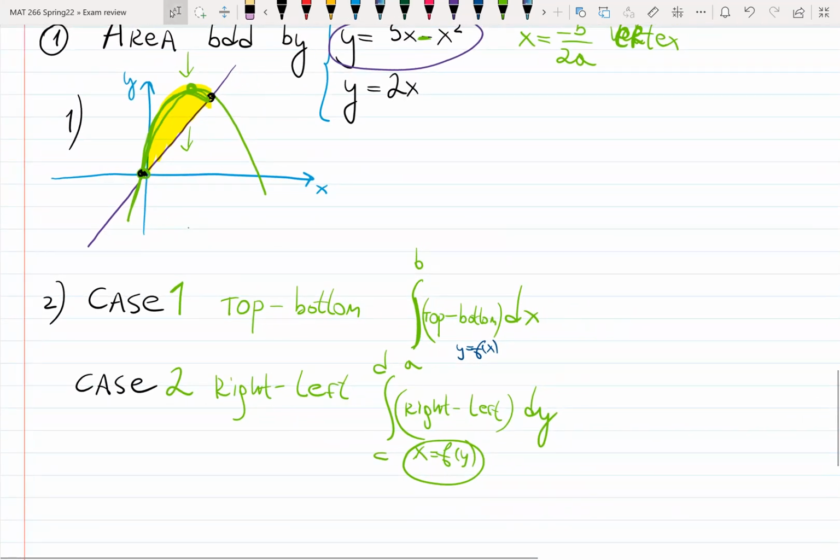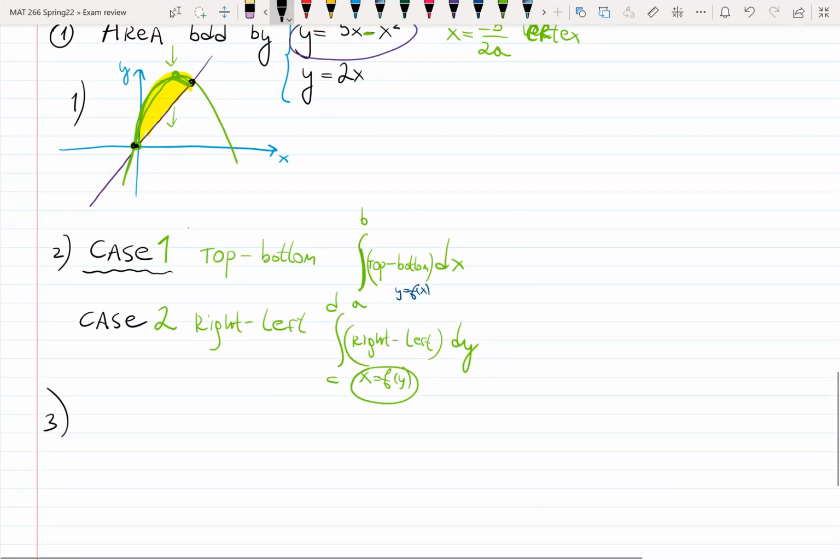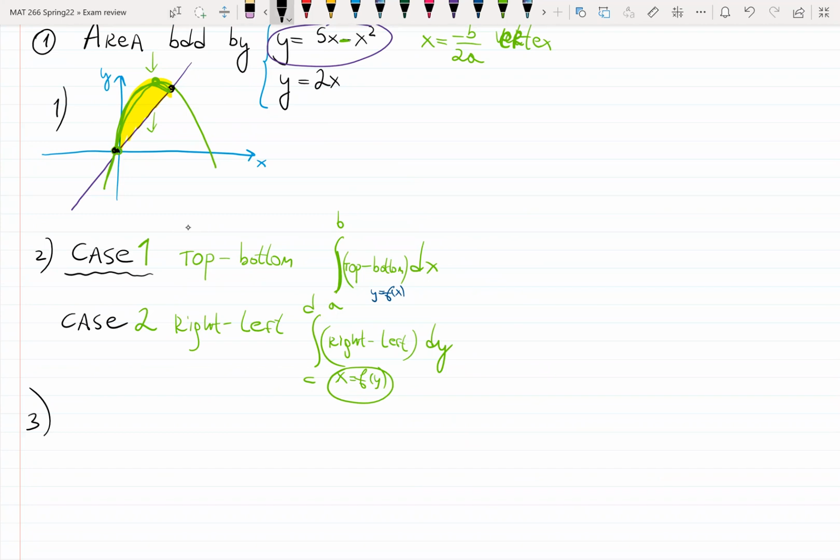Choose the case. Actually, this problem can be solved using 2 cases, but one is easier than another one because y equals gives you the hint. So let's choose the first case. When you choose the first case, make sure you have functions written as y equals, then find points of intersections. That means solving the system. Y equals 5x minus x squared. Y equals 2x. Maybe move everything to the left-hand side.